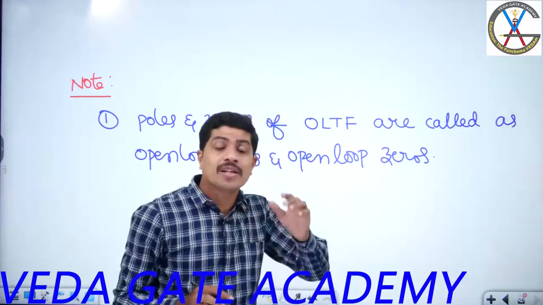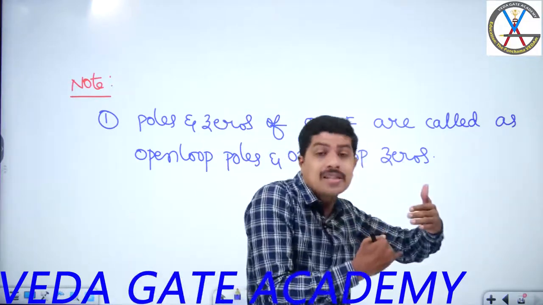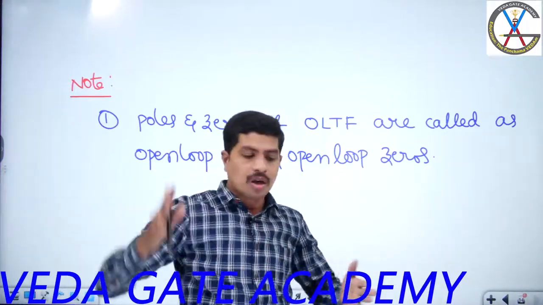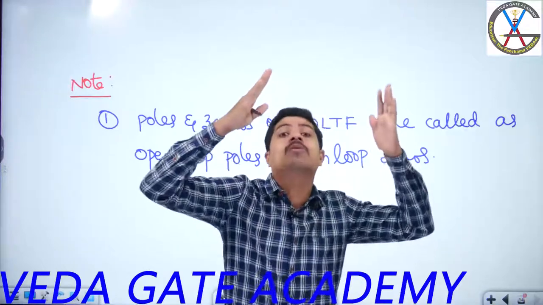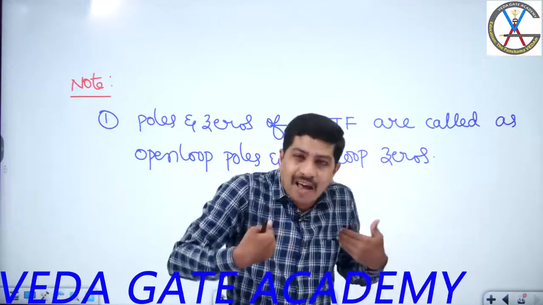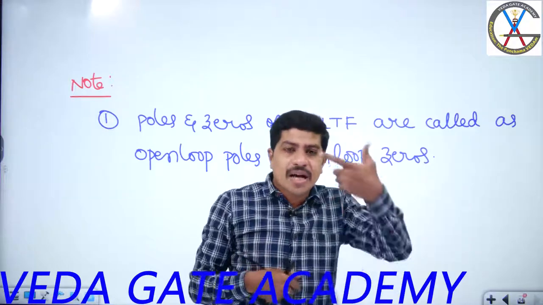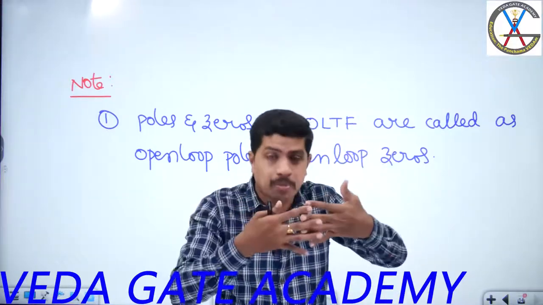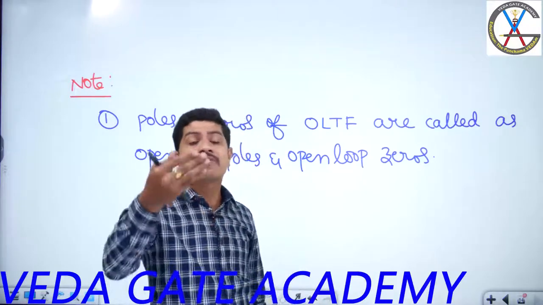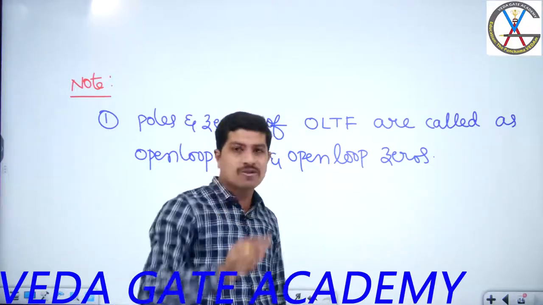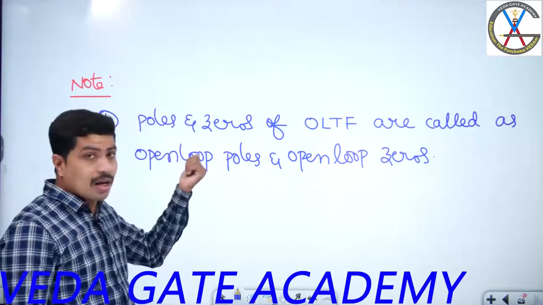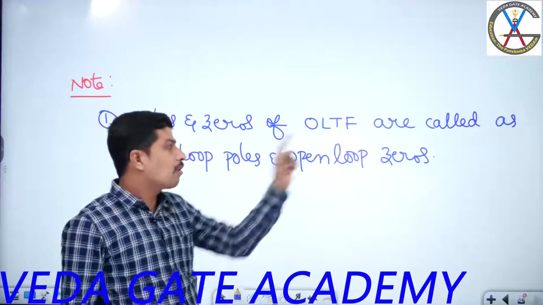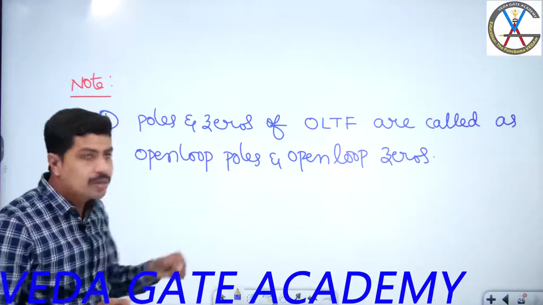Open loop transfer function belongs to a closed loop system, not an open loop control system. Open loop control systems are ruled out. We are completely talking about a closed loop control system. In a closed loop control system, if you take the forward path transfer function and feedback path transfer function and multiply both, the resultant transfer function is called the open loop transfer function. Poles and zeros of open loop transfer function are called open loop poles and open loop zeros.